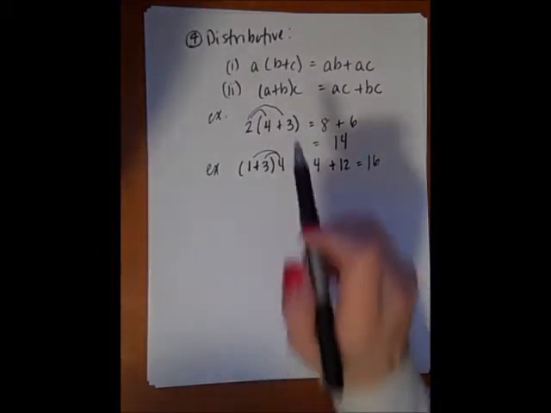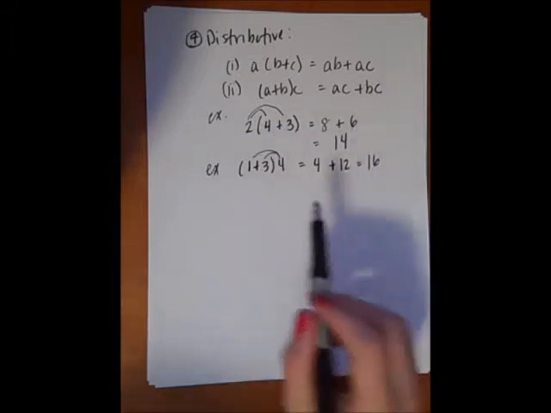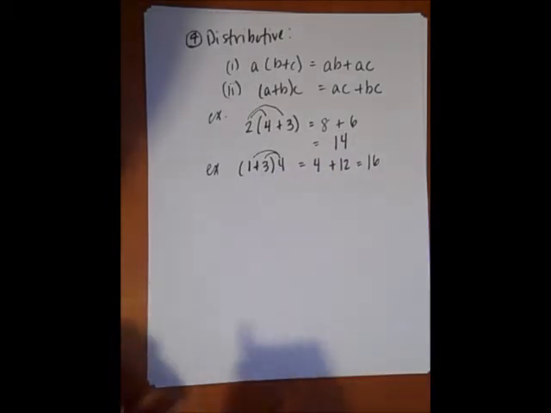Now alternately you could have done 4 plus 3, which is 7, 7 times 2 is 14, or you could have done 1 plus 3 is 4, 4 times 4 is 16. It doesn't matter. This is just showing you how the distributive property works.